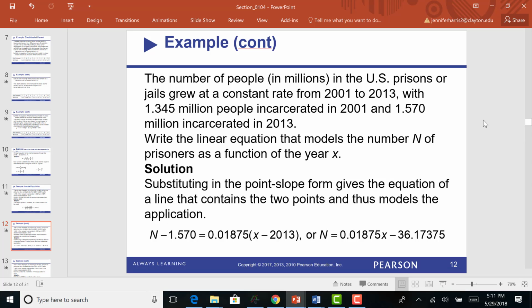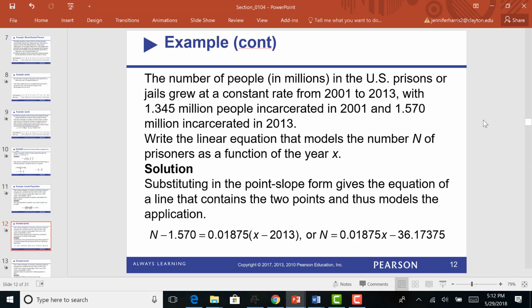What's the slope? 0.01875. Okay, 0.01875 x plus b equals y. What numbers do you want me to plug in? Do I have an x1 and a y1? Yeah, which one do you want me to plug in? 2013. This one, they picked 2013. What was the incarceration rate in 2013?